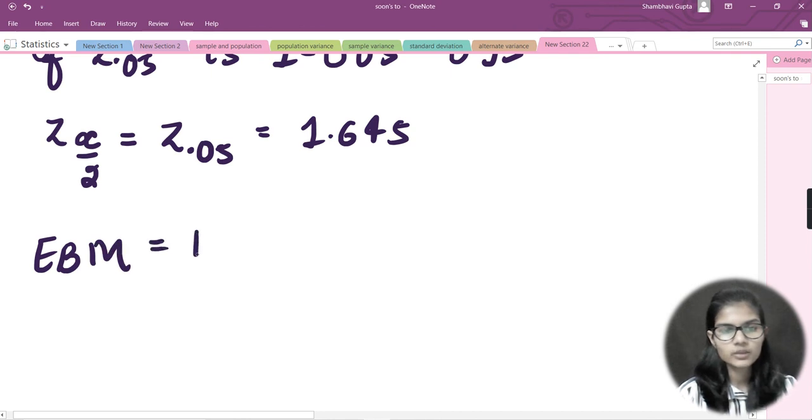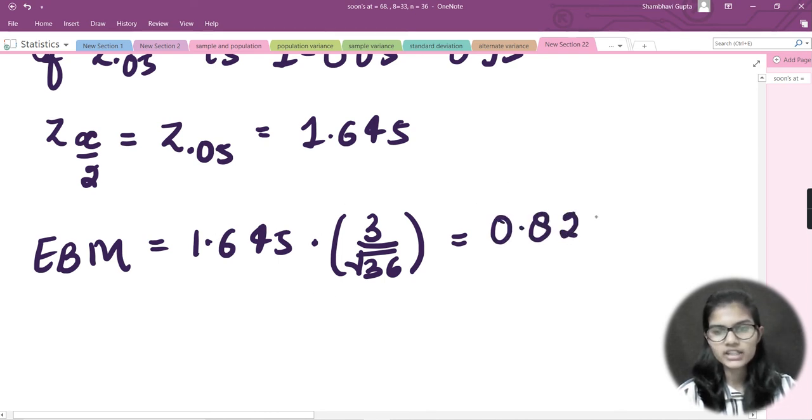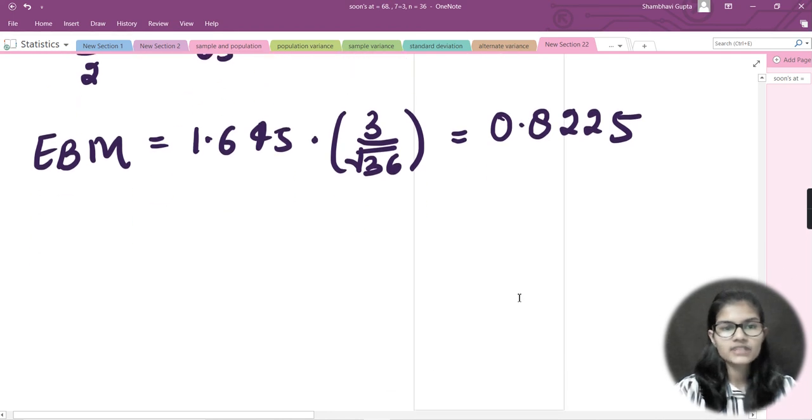So EBM is equal to 1.645 multiplied by, this is my multiplication sign, not a decimal one, 3 upon the square root of 36. When you calculate this whole value, you are going to get the output as 0.8225. Just verify that on your own. Now I can find out x bar minus EBM and x bar plus EBM also.